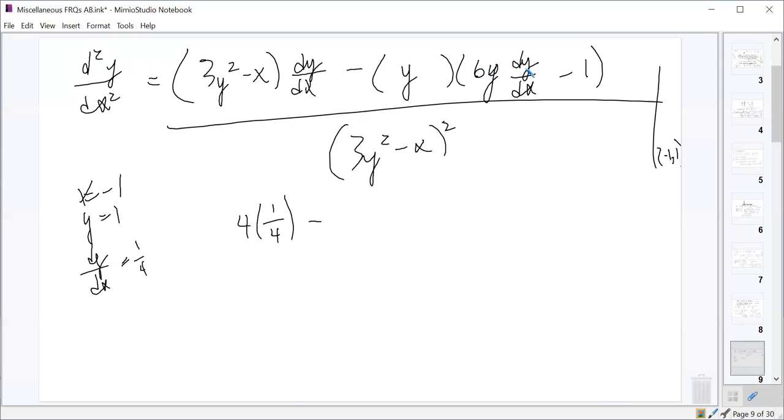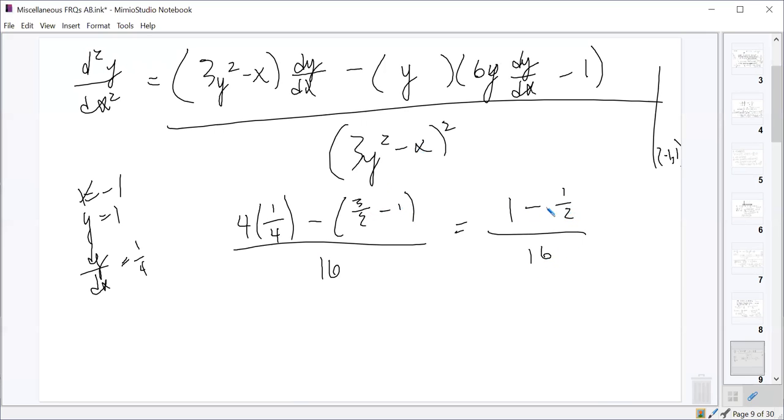Then we got 6 times a 4, so that ought to be 3/2 minus 1. And then all over 3y squared is still 3, minus the -1 is still 4, squared is now 16. So we've got 1 minus 3/2 minus 1, which is half, all over 16. So we got a half divided by 16, which ought to be 1/32.